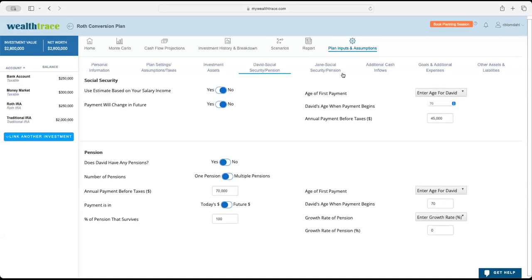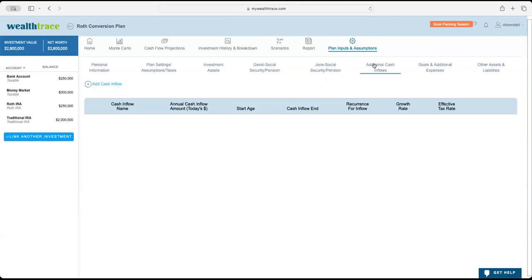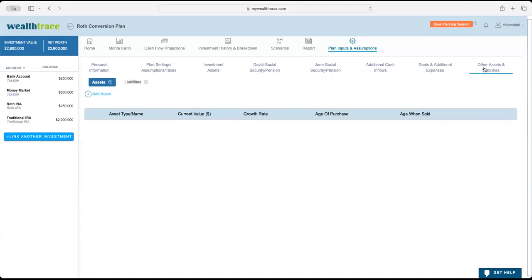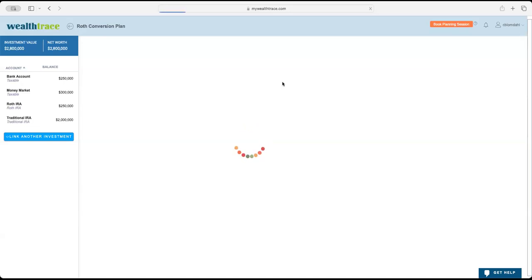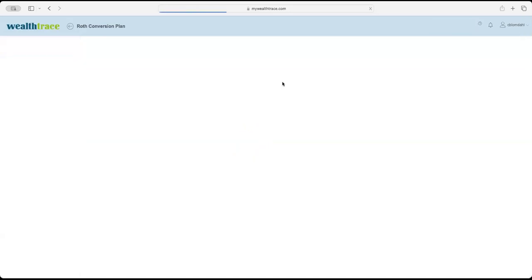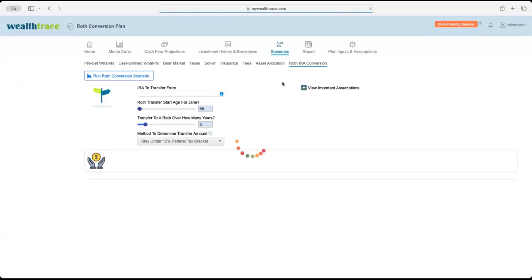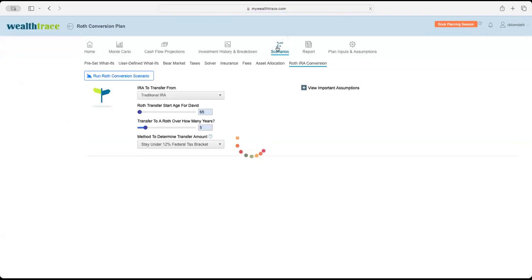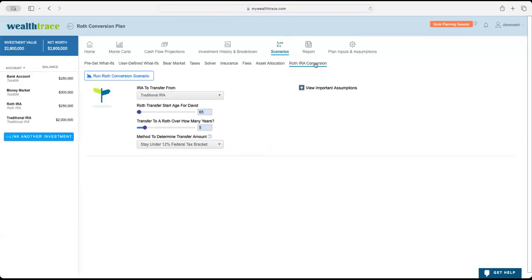And to make things simple for us, we have not entered any additional cash inflows, goals and additional expenses, or other assets and liabilities. So now that we've reviewed all of our basic data input, let's head over to the Roth IRA conversion scenario. To get here, we click on scenarios up here, and then click on the subheader called Roth IRA conversion.